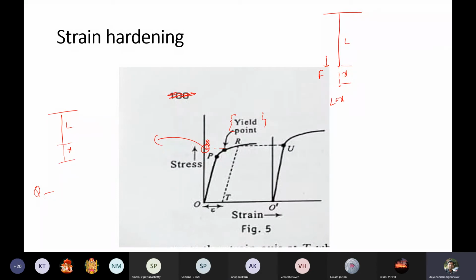Beyond Q, when we applied, what has happened is it is in a deformed state. This is the deformed one. Okay. Now what do you get? I have a deformed state. This is L plus X. Okay, this is L plus X. It is already deformed; this is the already deformed material.